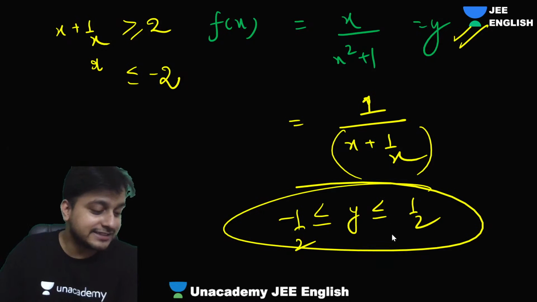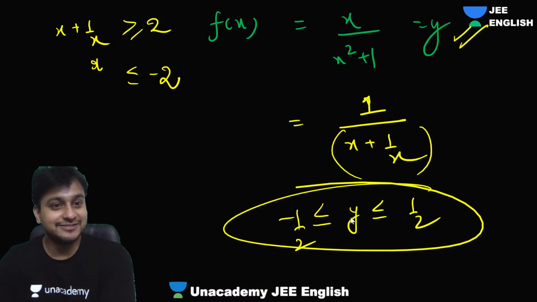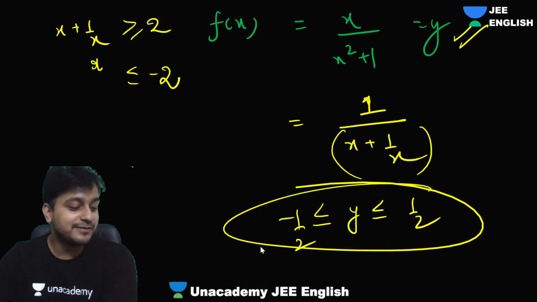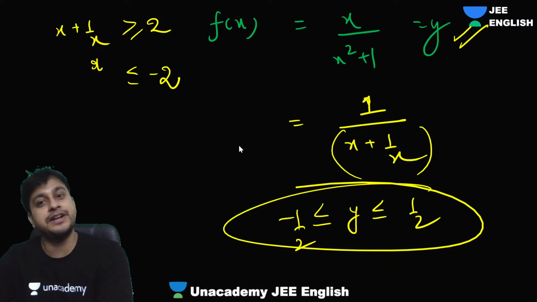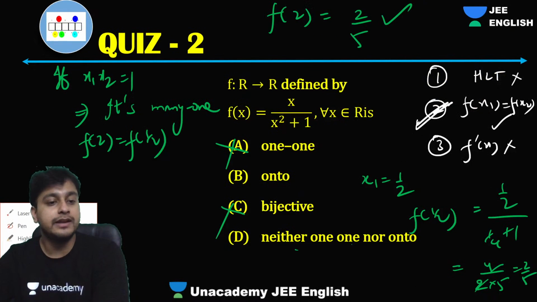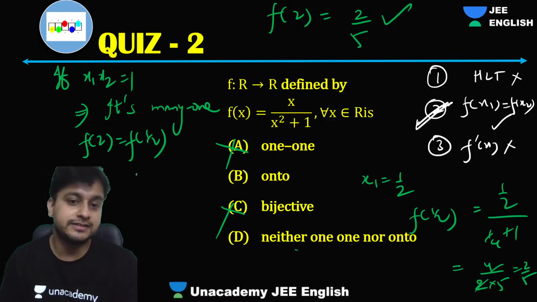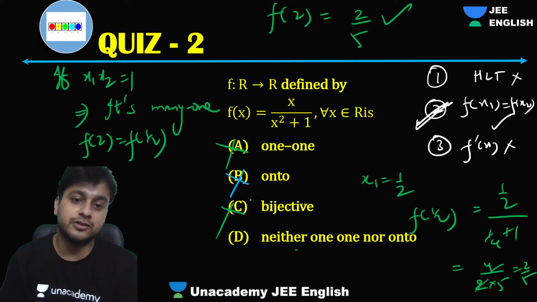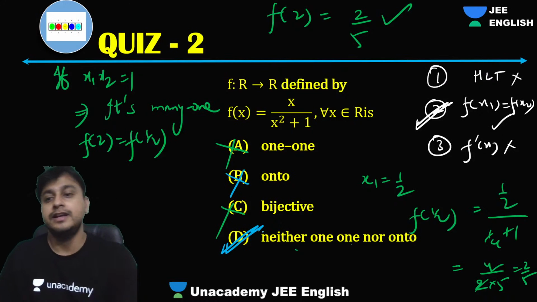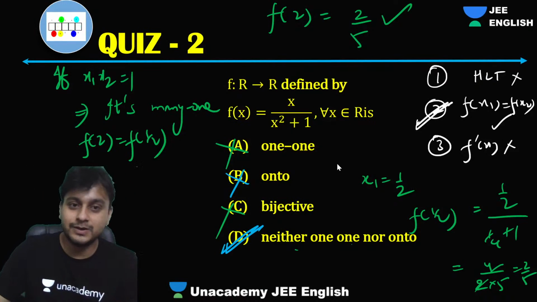Yes, very good Shivani. So that's what the trick is guys. I used AM-GM to get it quickly. You can also equate it to y and get that. That will also work. So guys, range is not equal to codomain, which implies not onto. That is also wrong. So the correct answer is what, guys? Neither one nor two. Okay, guys.